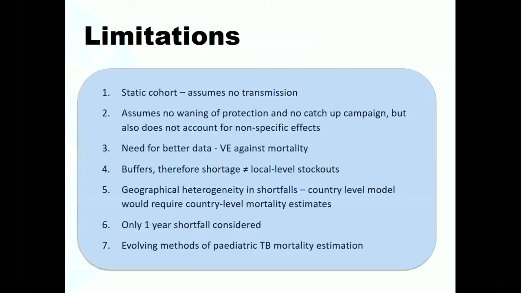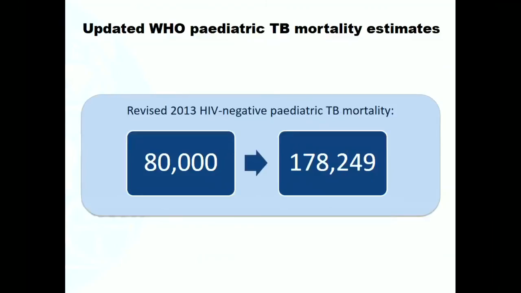But I think a country-level model could be important to tease out some of the geographical heterogeneity that could have occurred. And as I already mentioned, we only estimated 1 year of shortfall here, but if there are multiple years of shortfalls, obviously a greater impact would be expected. And coming back to the fact that the estimates for paediatric TB mortality are changing, the methodology is evolving. As I mentioned, WHO have updated their estimates.